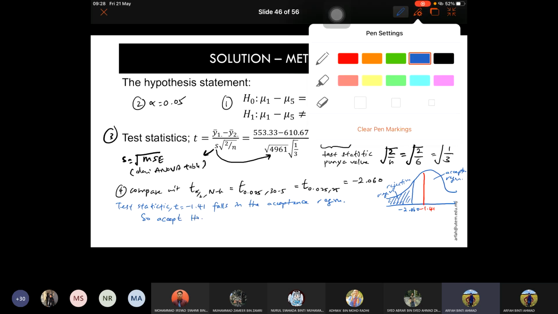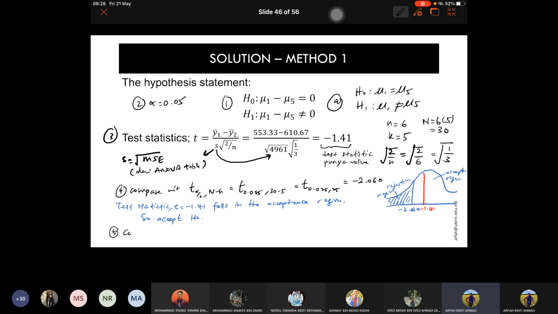Okay. Step kelima, conclusion. Kita accept H null. That means conclusion kita based on what? Aku tanya soalan ni. So, kita accept H null. Conclusion kita will be based on which statement? H null or H1? H null. Okay, sebab kita accept H null, conclusion based on H null. That is, okay, mu 1 sama dengan mu 5.